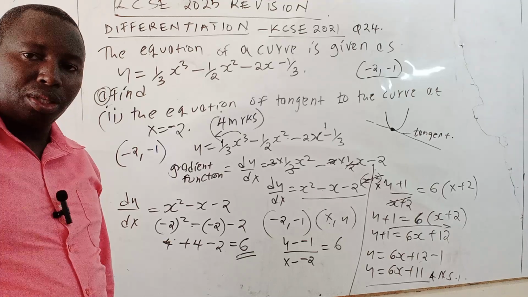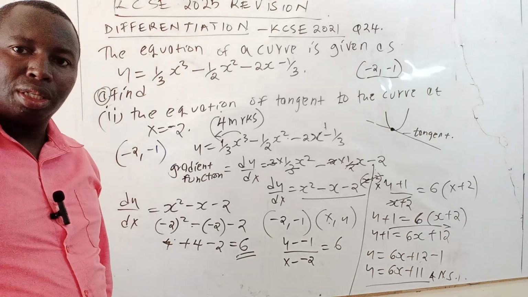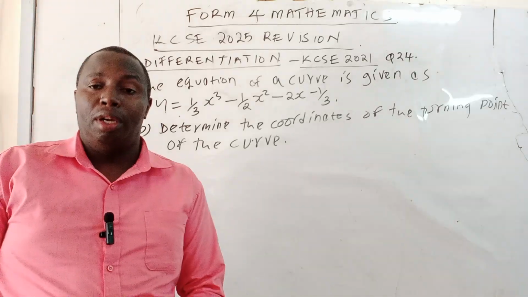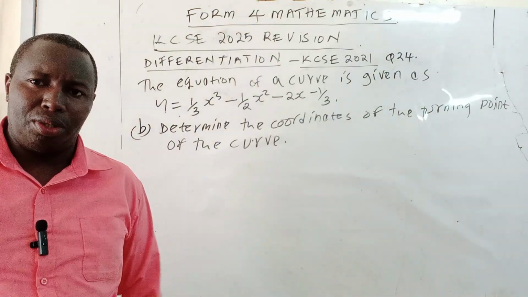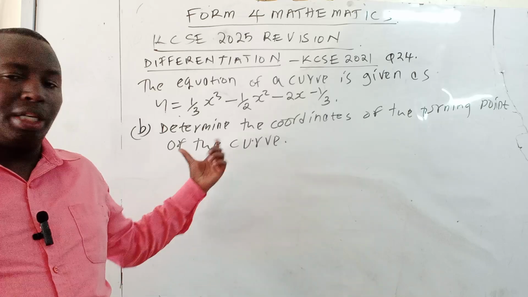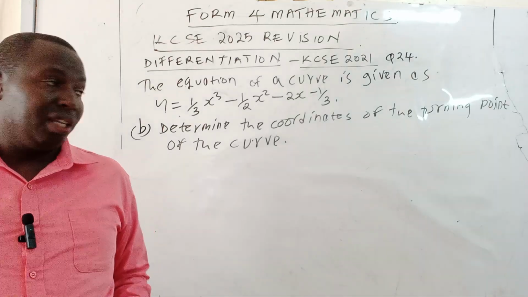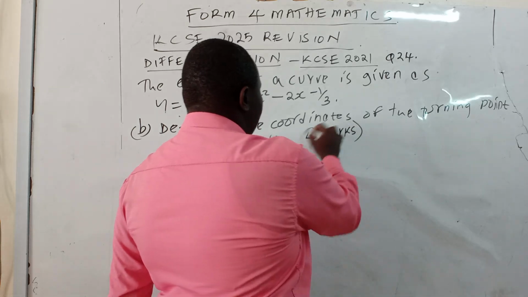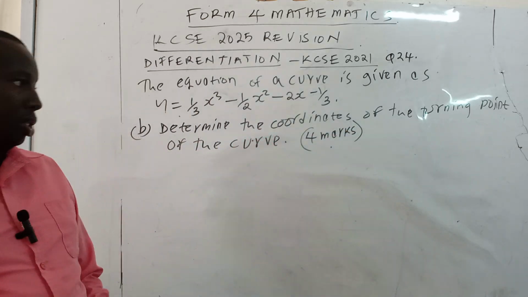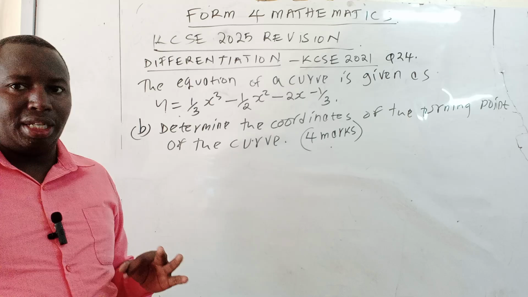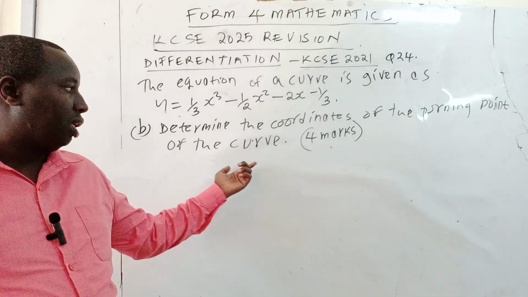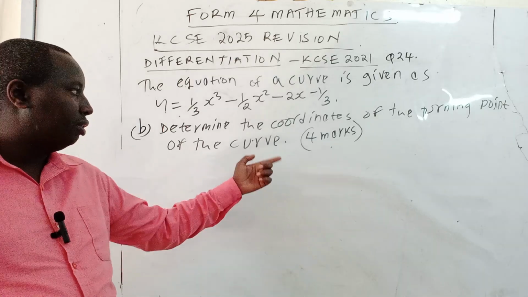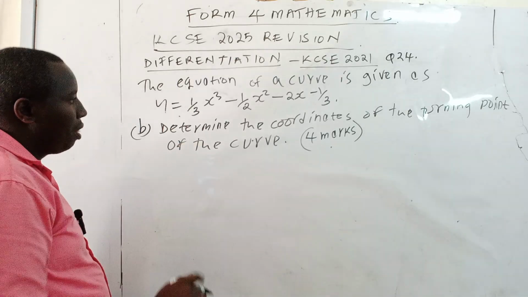I want us to see Roman 3. It was a question on finding the turning point. That's a question from KCSE 2021. Now in part B, another 4 marks. So you can see that's a KCSE question with 10 marks. Part B: determine the coordinates of the turning points of the curve. 4 marks.